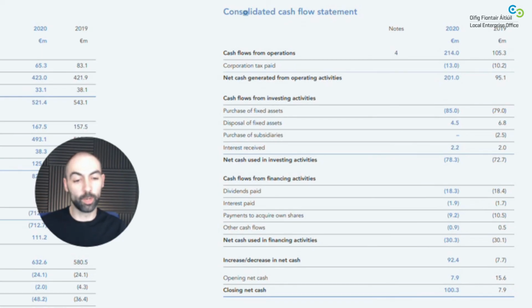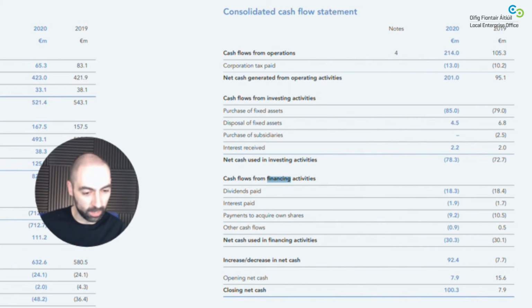Now, on the right hand side we have the consolidated cash flow statement, also sometimes called the statement of cash flows. This shows how much cash is generated and how much cash is being used during a given time period, so similar to the profit and loss above. The main categories found typically in a cash flow statement would include operating activities, investing activities, and financing activities.